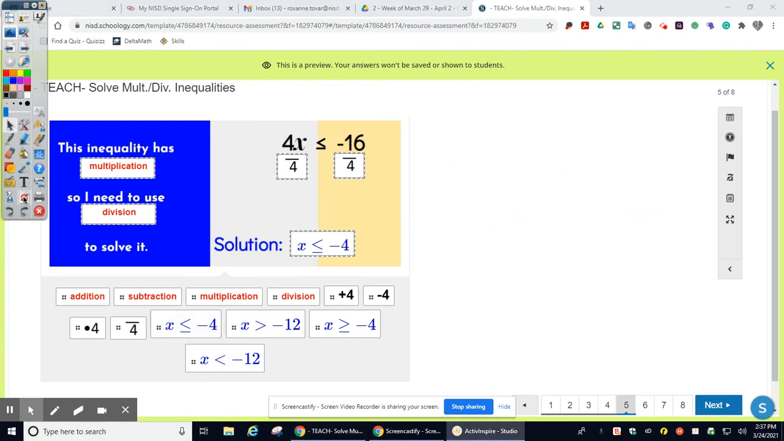So when we go to graph it now, you want a closed circle because we can include the value of negative 4. A closed circle above negative 4. And it says x is less than, so we want to shade to the left because remember, the further we go left on a number line, the smaller our values get. So we want to make sure we're shading to the left where all the values are smaller than negative 4.